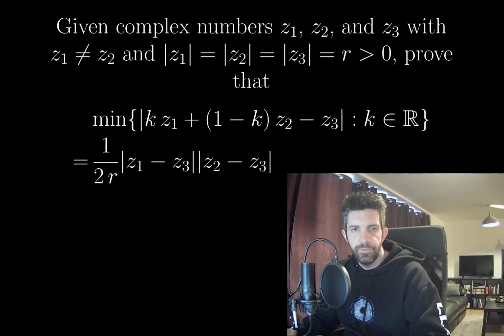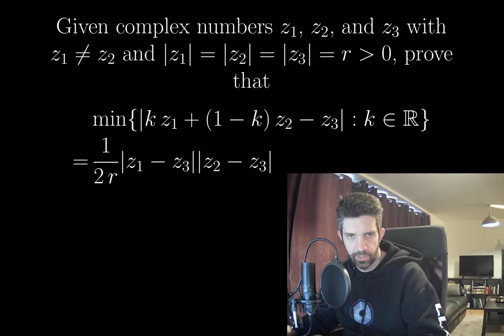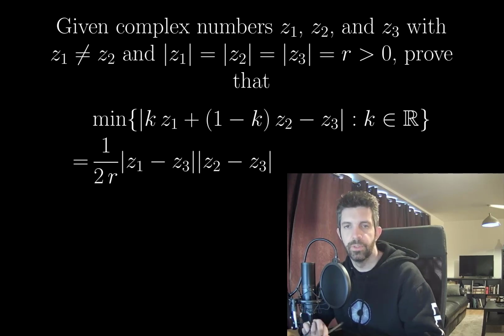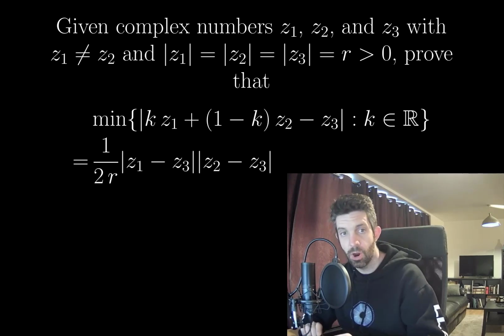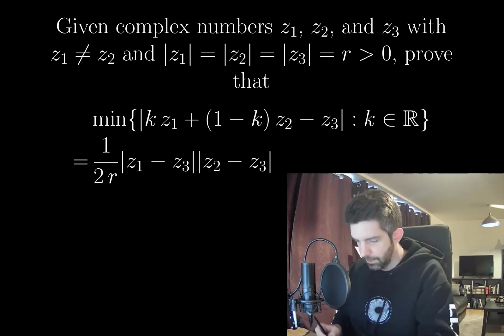Today's problem was submitted by a viewer, and it says, given complex numbers z1, z2, z3, with z1 not equal to z2, but the modulus of z1 equals the modulus of z2 equals the modulus of z3 is equal to r greater than 0. Prove that the minimum of this expression is equal to 1 over 2r times some other expression. Okay, let me write out exactly what we've got here.